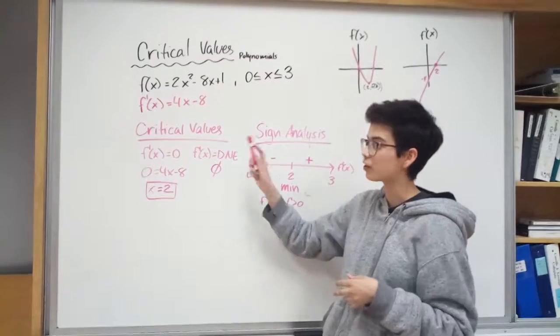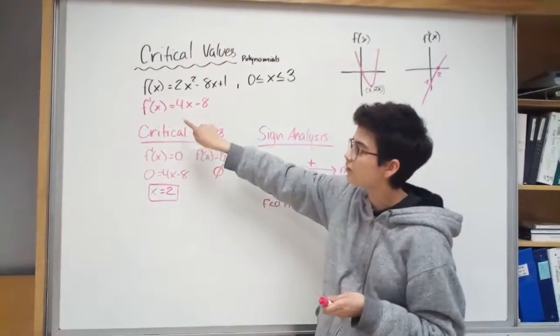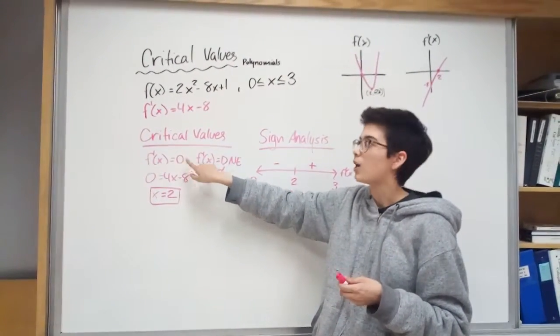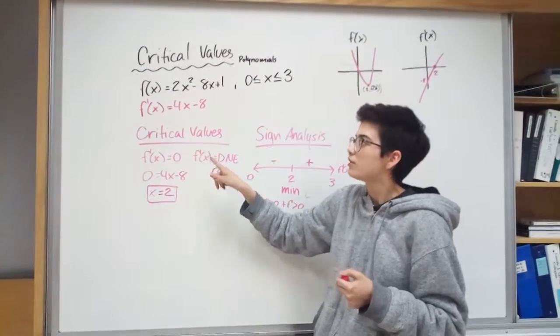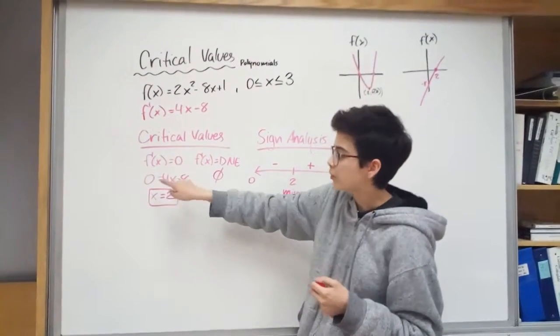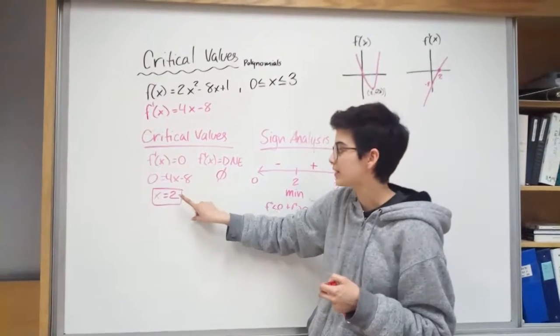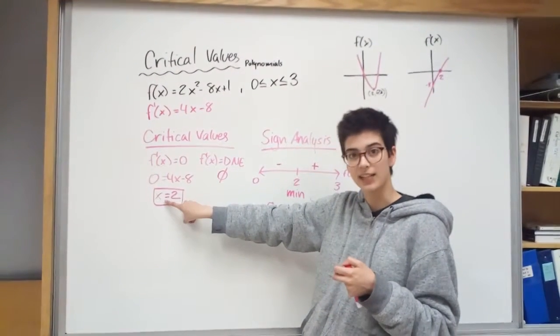And now we're going to be actually jumping into the critical values part, which is something we haven't done before. In order to find the critical values, you need to find, first of all, when your derivative is equal to 0 and when your derivative doesn't exist. To find when your derivative is equal to 0, you make 0 equal to your numerator. In this case, you isolate for x and you find that x equals 2.